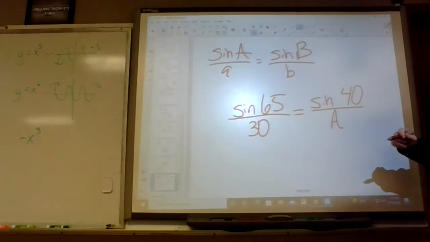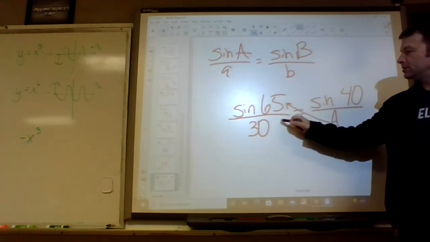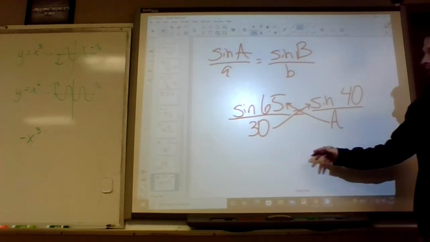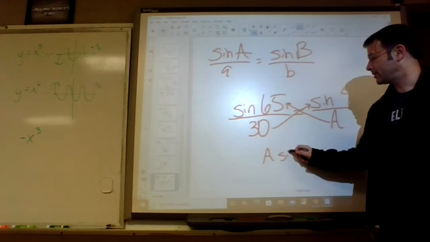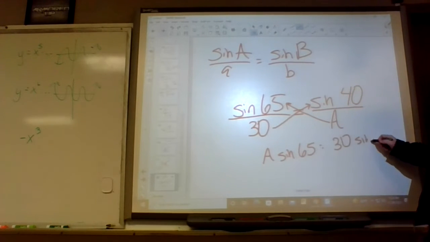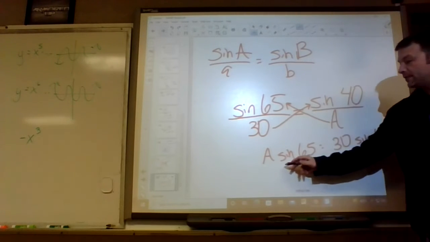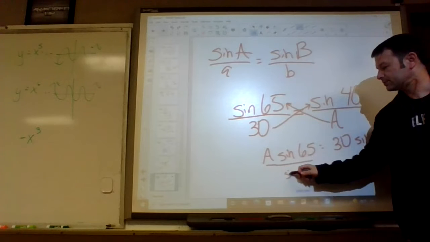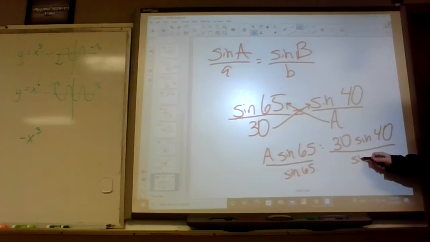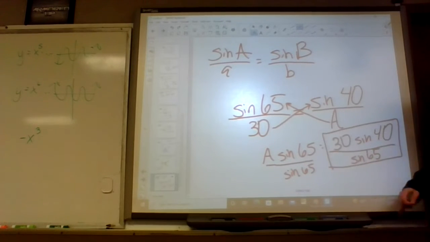How do we solve this? Well, you multiply the sine of 40 times 30 and then divide that by sine 65. Yes, cross multiply. A times sine of 65 equals 30 times sine of 40. So you have to divide by sine of 65, which equals, drum roll please, 21.3.